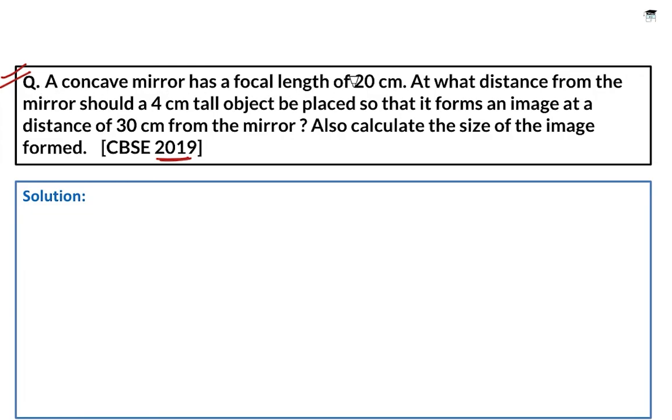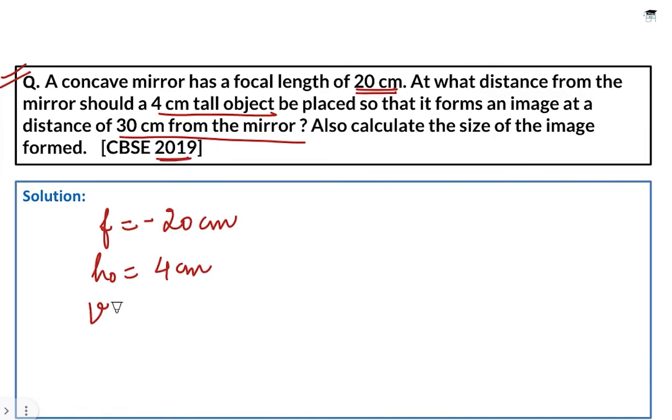A concave mirror has a focal length of 20 centimeters. So we are given the focal length and it is a concave mirror, so the focal length has to be negative. At what distance from the mirror should a 4 centimeter tall object be placed? We are given the height of the object, and the height of the object is almost always positive because it is upright.